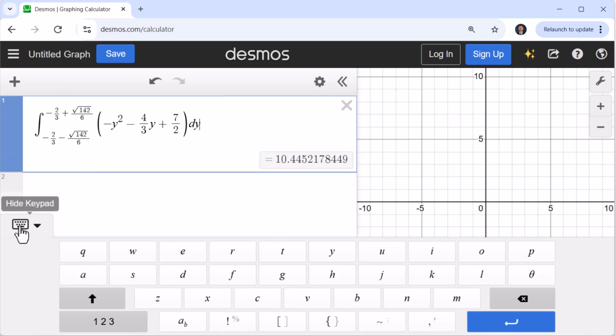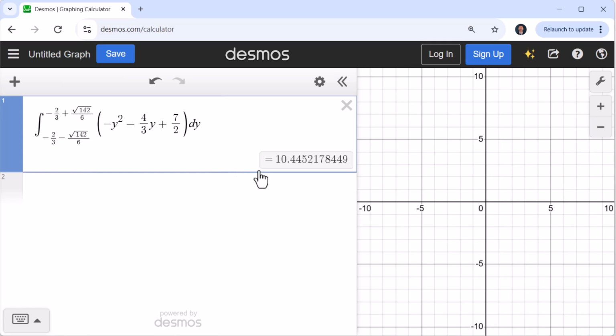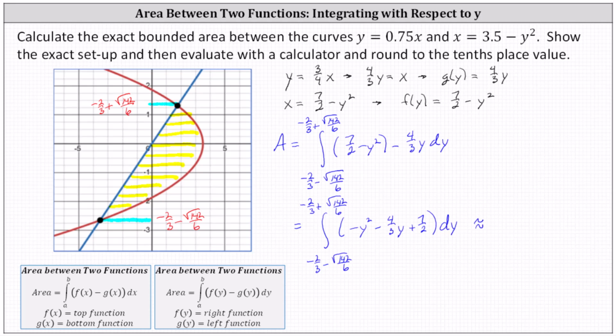Let's go ahead and close the keypad, and we can see to the 10th place value, we have approximately 10.4. We round down because we have a 4 in the 100th place value. So the approximate bounded area is 10.4 square units.